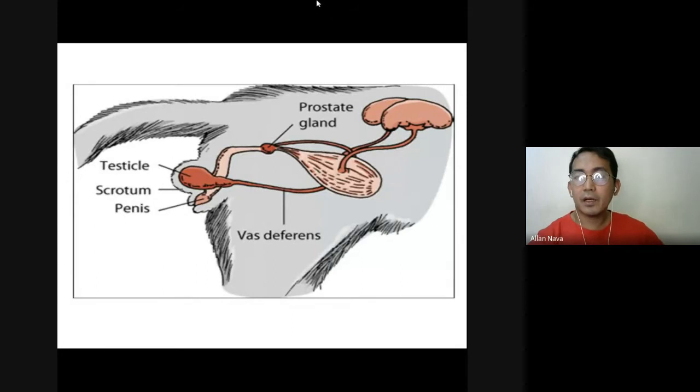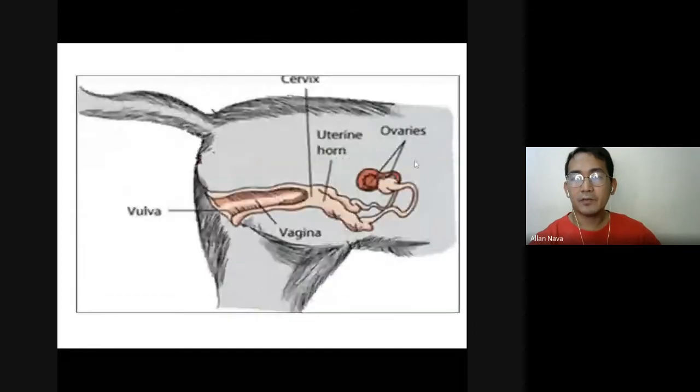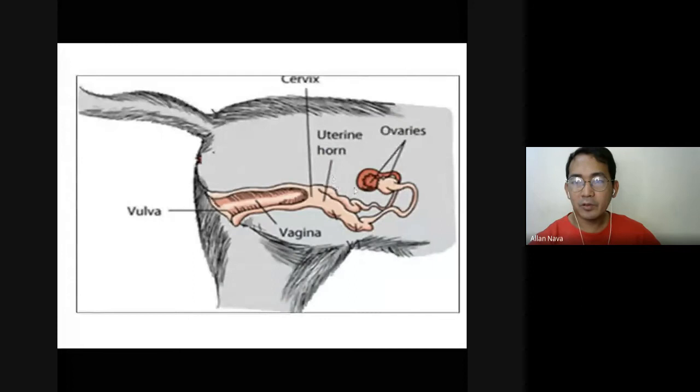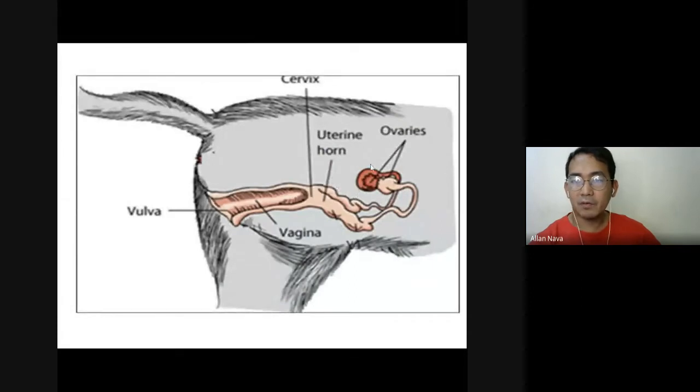Okay, so I will continue. Can you see my slide? Yes. Now, this is an example of the reproductive system of a dog. Look at the difference from humans. Definitely there are differences, but there are also similarities, like the prostate gland. They also have the vas deferens, the testicle, the scrotum, and the penis. So for a male, the same. There's also a cervix, ovary, vagina, and vulva, the outer part of the reproductive parts.